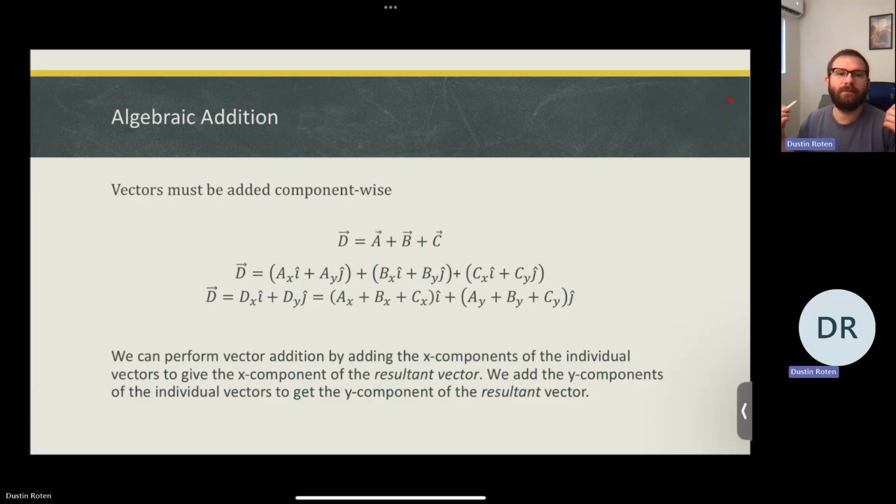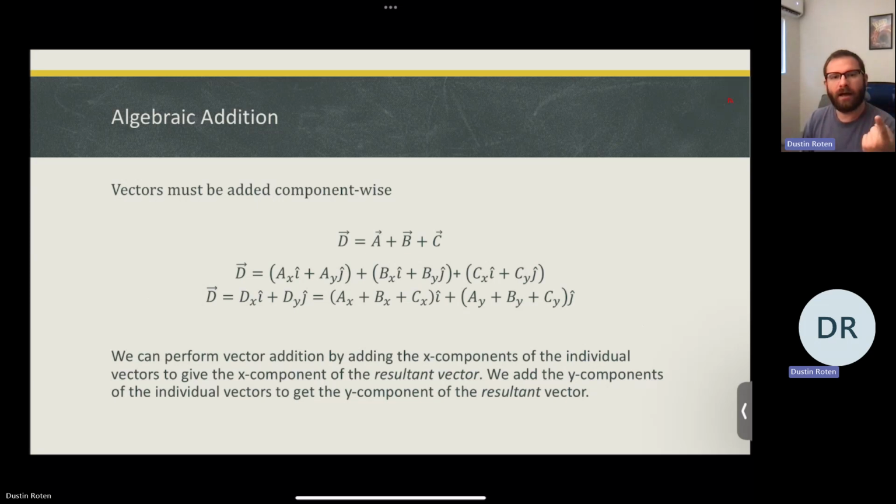Now the question is, why do we need to make this so complicated? Why do we need to break these vectors into these individual components? And the answer is graphical addition is not useful if we have a bunch of vectors. So the idea is if we can break them into their components, we can deal with the components separately and actually do vector addition much easier.